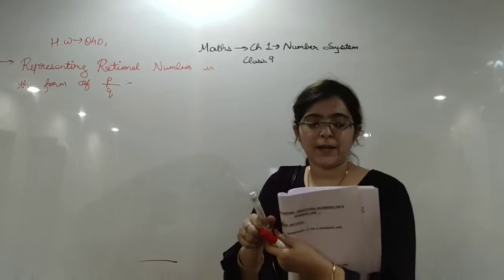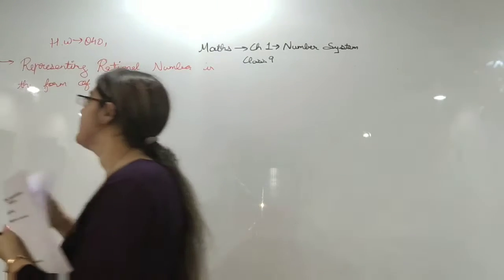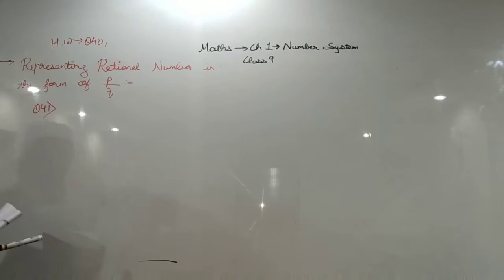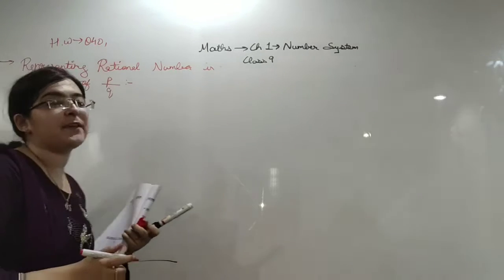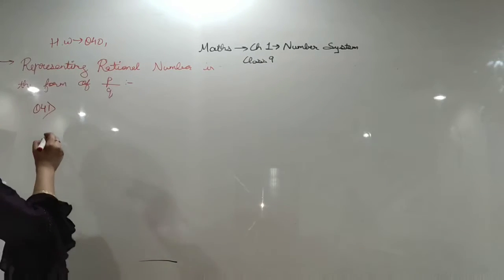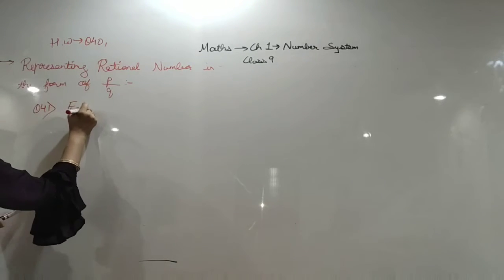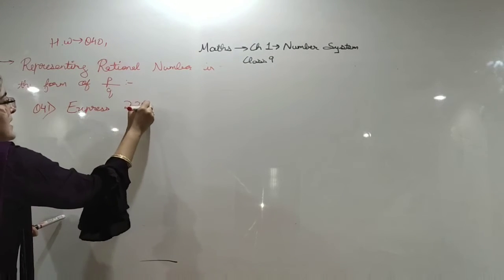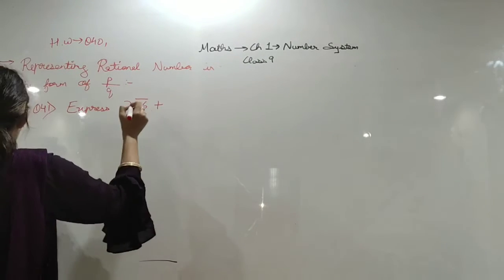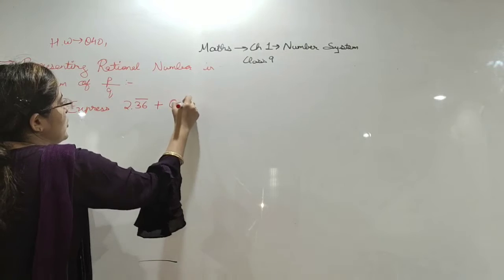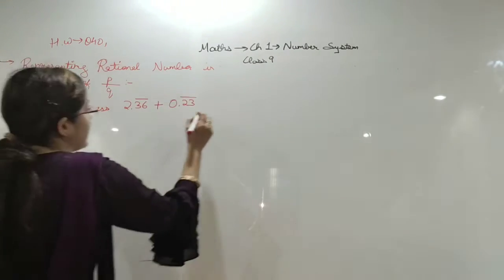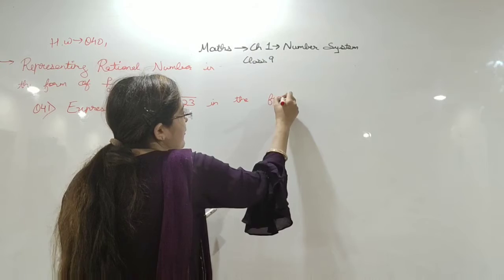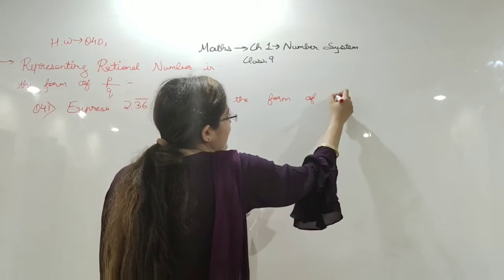Students, now we are doing question number 41. Read question number 41. This is a very important question, okay? This question comes in 4 or 5 marks. What you have to do, you have to express 2.36 bar plus 0.23 bar in the form of P by Q.